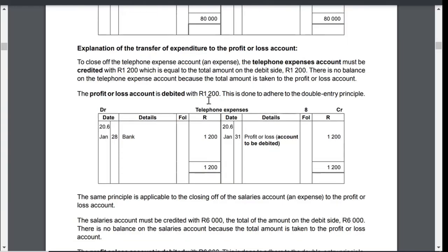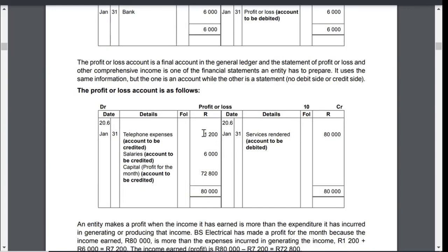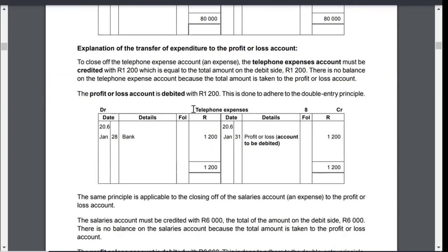So let's look at the telephone account. The telephone account had a debit balance. To close off something that had a debit balance, you have to credit it. So it was credited with 1,200. So where is the debit now going? To the profit and loss account. Profit and loss, can you see? It's debited with 1,200. So this individual telephone account has been closed.